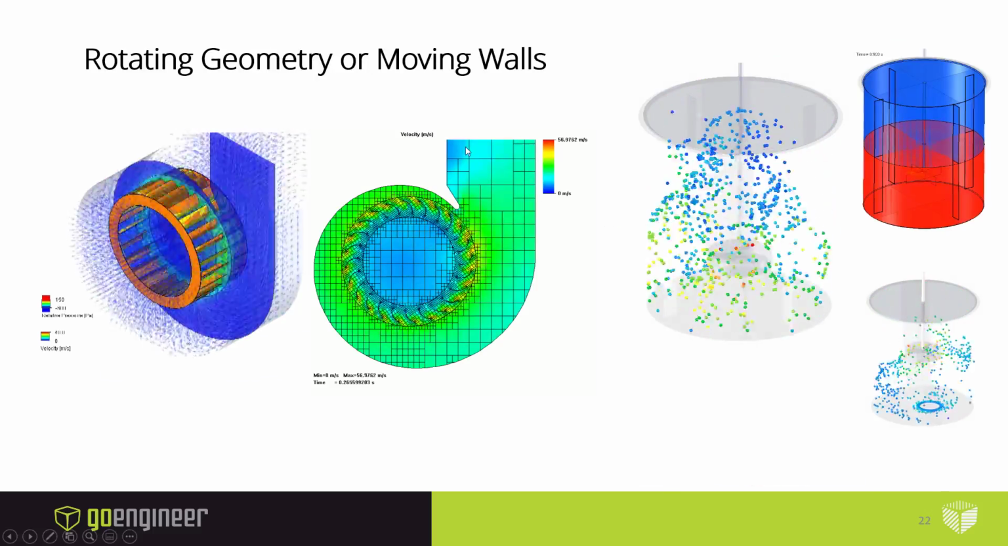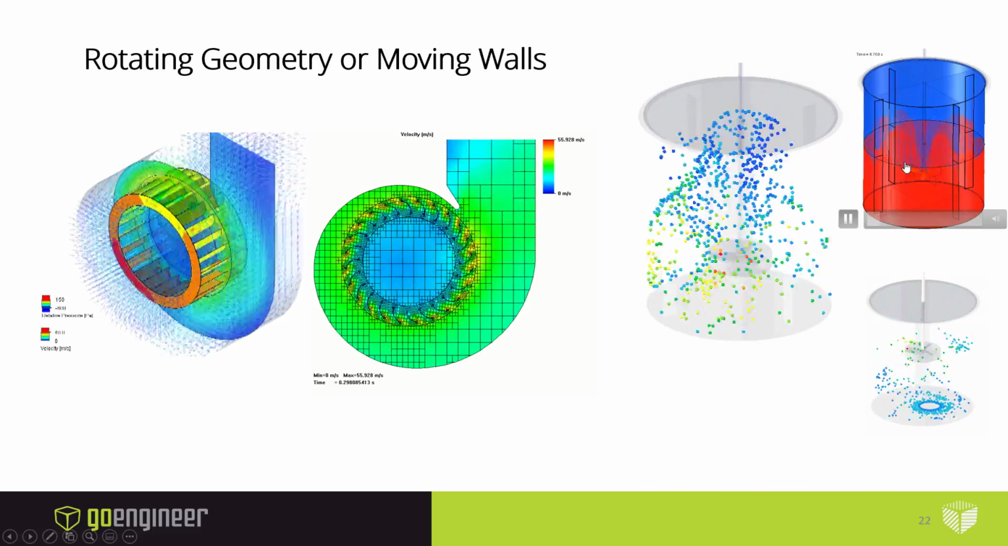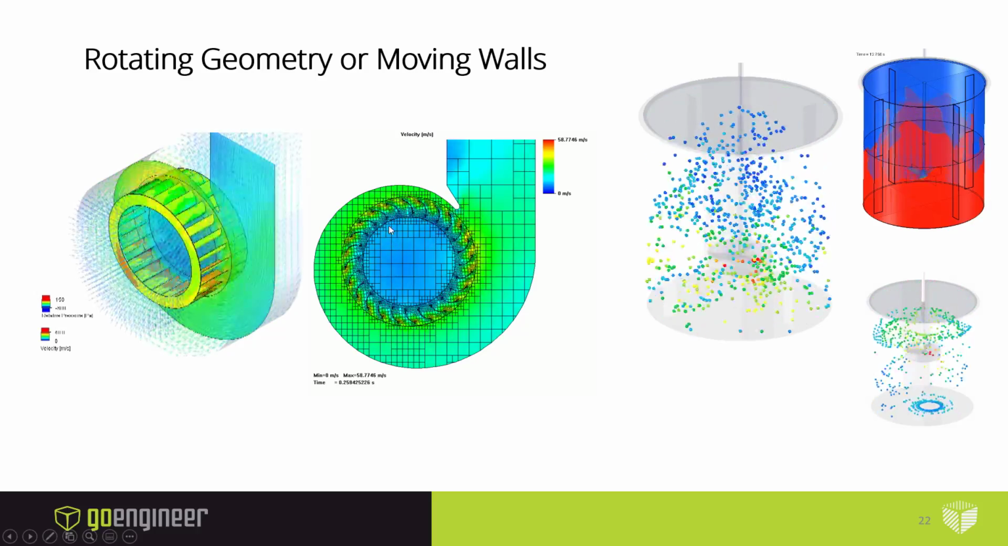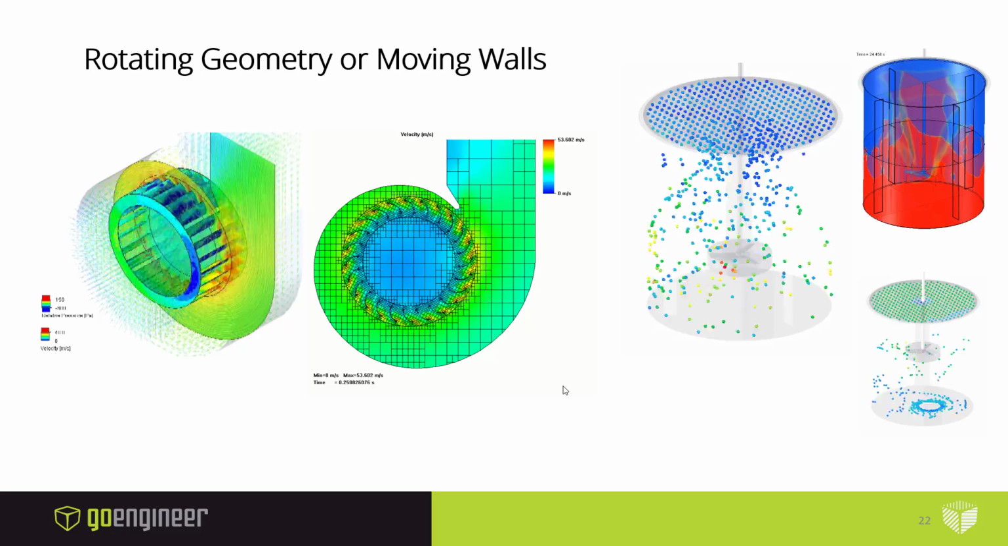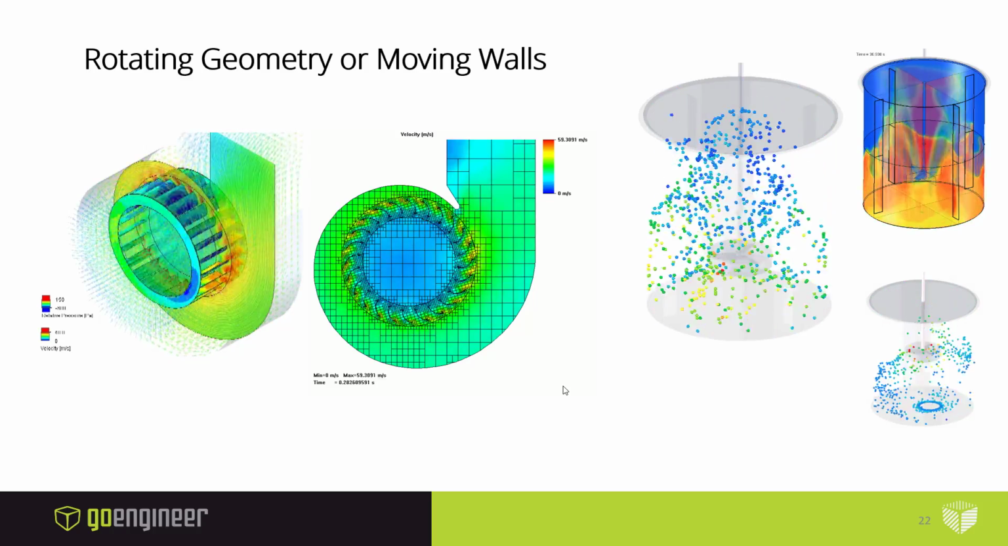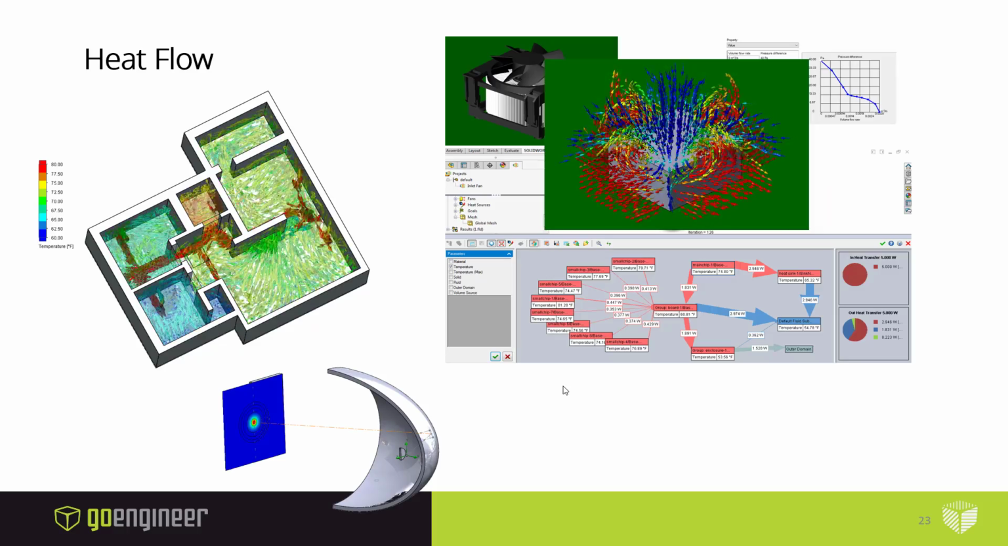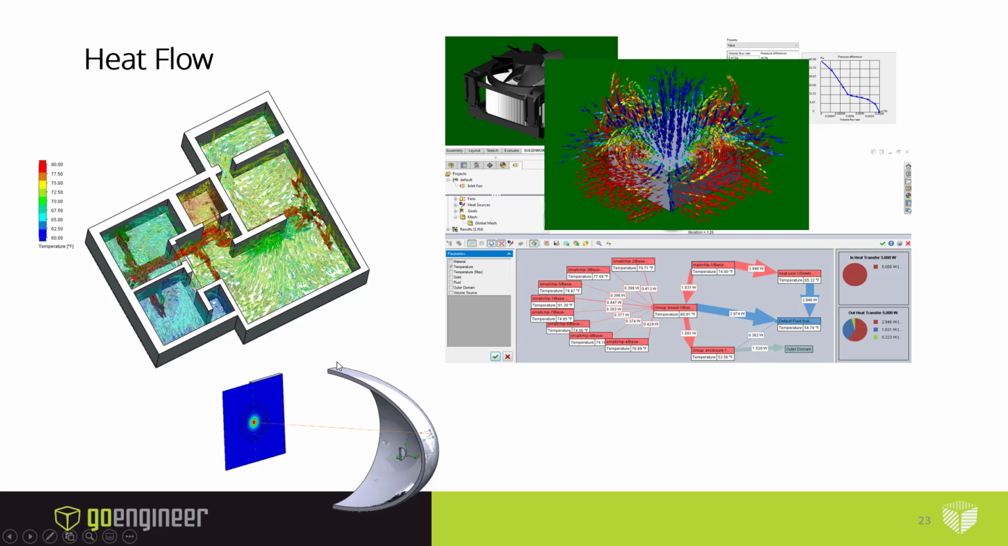We can do rotating geometry and moving walls. These are for mixing applications, or if your students need to simulate an impeller for any reason and calculate a fan curve. That might be an interesting exercise for them. And also heat flow. Flow simulation is very good at heat modeling.